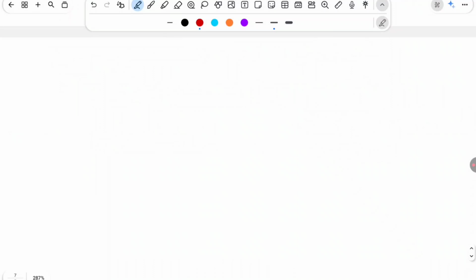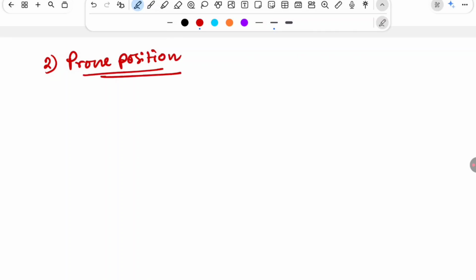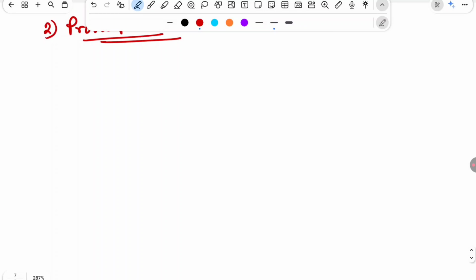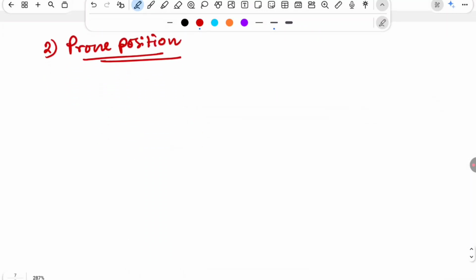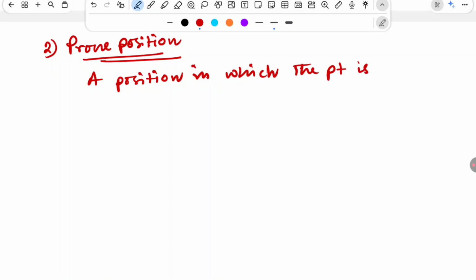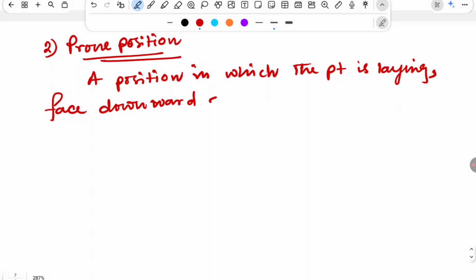Next position is prone position. In that we can write, a position in which the patient or the client is lying face downward on abdomen.